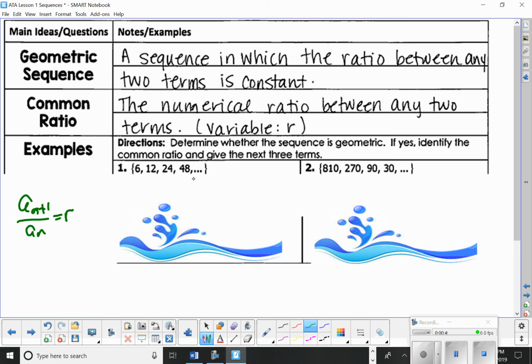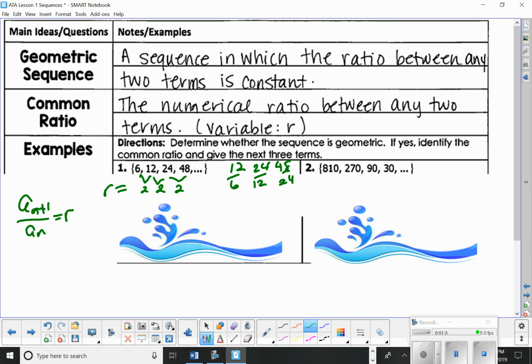Well, I have to do 12 divided by 6, 24 divided by 12, and 48 divided by 24. So 12 divided by 6 is 2. 24 divided by 12 is 2. 48 divided by 24 is 2. Now, since it's all the same, it's a common ratio, so my r is equal to 2.